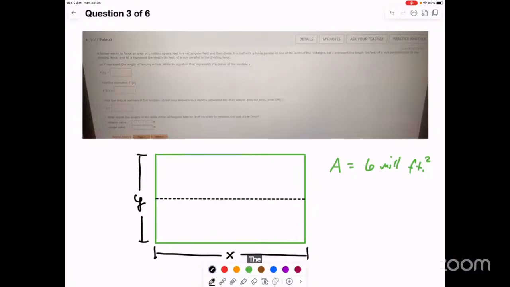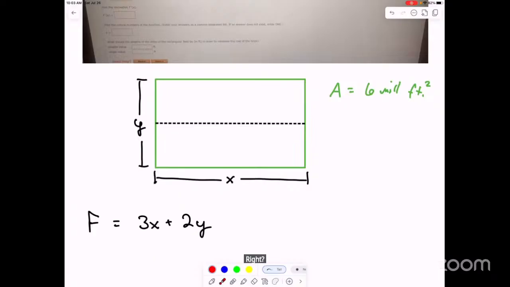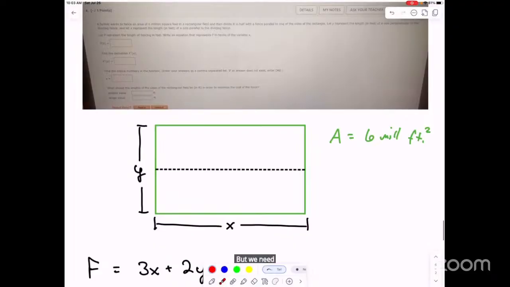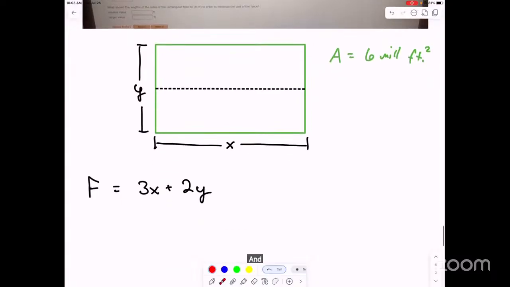The length, so basically the perimeter, right? So now, ultimately we want to get f in terms of x, but for right now, the total fencing, right, x occurs 3 times, so 3x plus 2y, right? Because we got a y over here, this is x, and this is x, okay? But we need to get f in terms of x, and so we still have that y. So we do need to get y in terms of x.